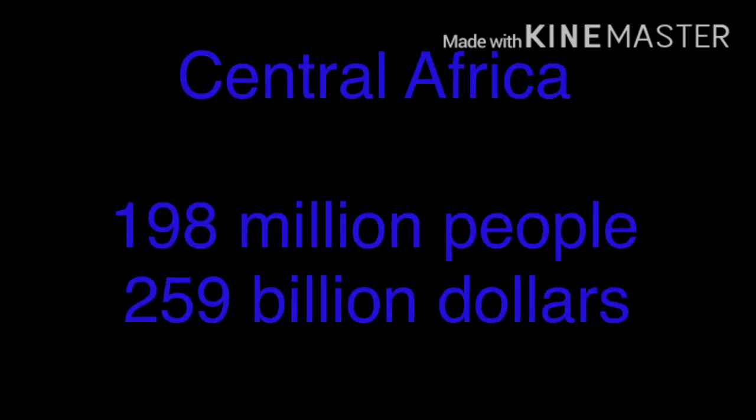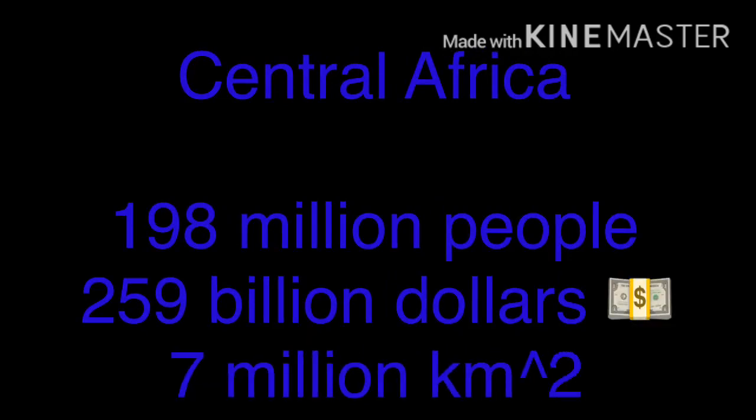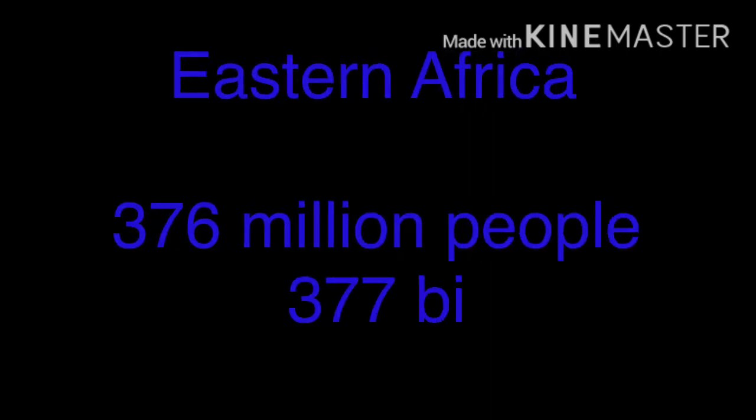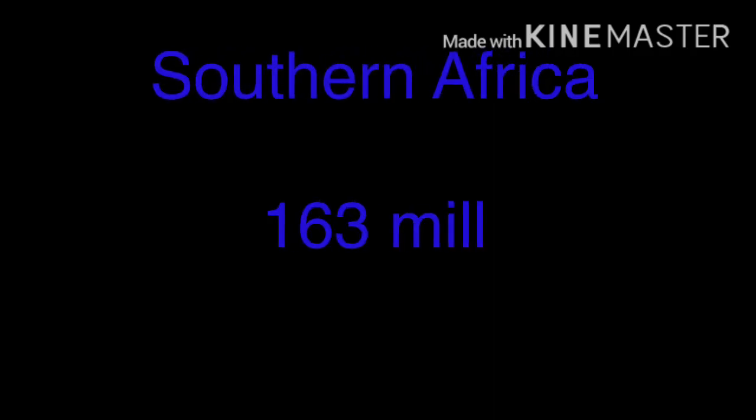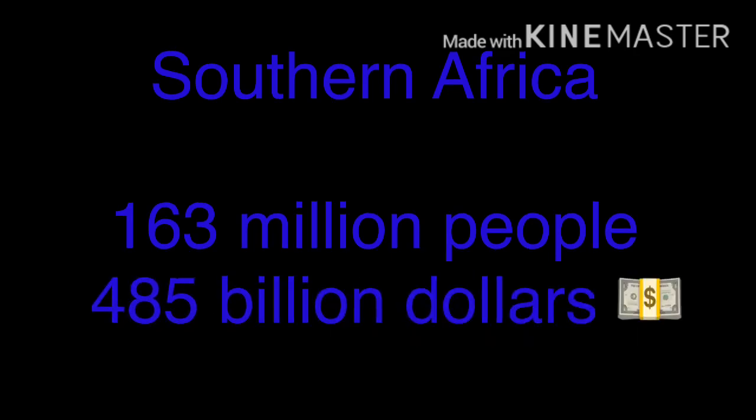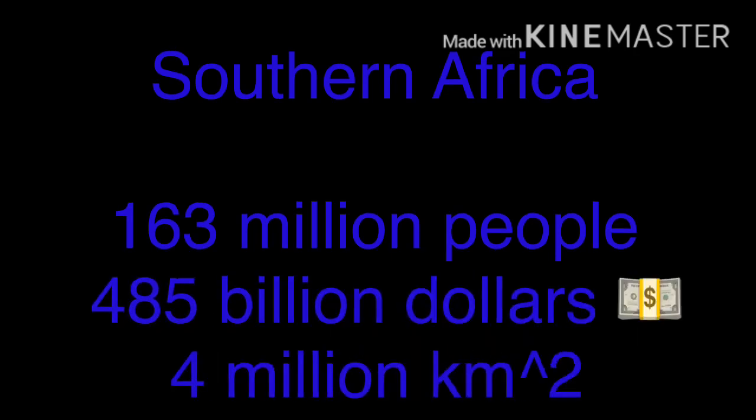Central Africa has a population of 198 million people, a nominal GDP of $259 billion and a land area of 7 million square kilometers. Eastern Africa has a population of 376 million people, a nominal GDP of $377 billion and a land area of 6 million square kilometers. Southern Africa has a population of 163 million people, a nominal GDP of $485 billion and a land area of 4 million square kilometers.